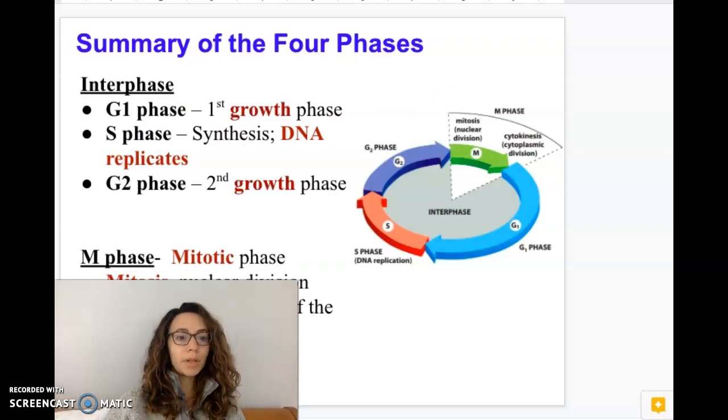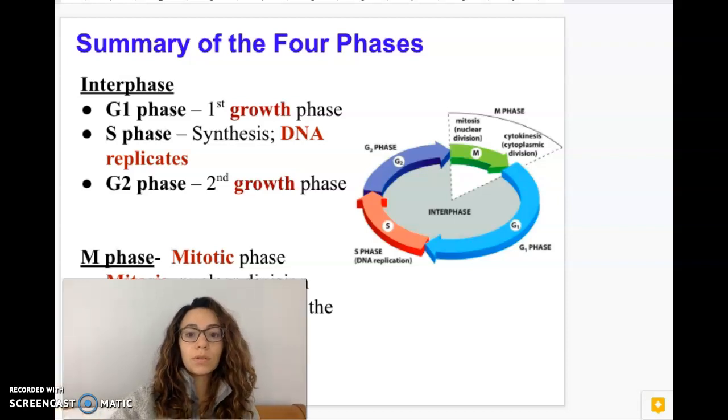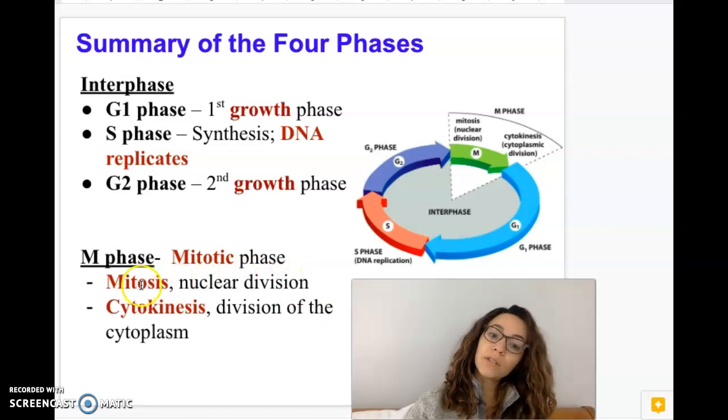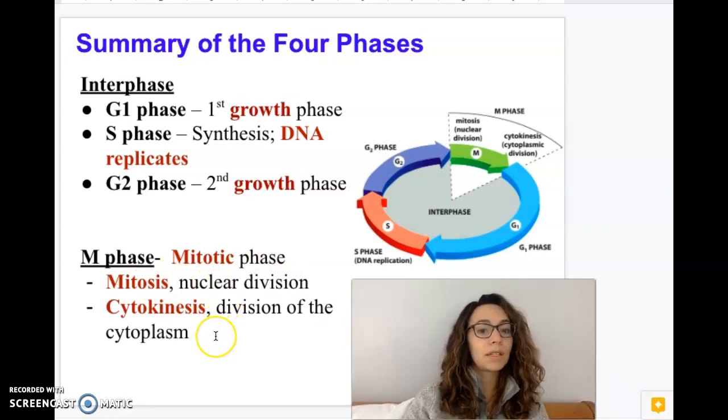So let's sum up. A summary of these four phases. Interphase is made up of G1, S, and G2, where the cell grows, synthesizes DNA, and then grows again. And then M phase is the mitotic phase. So this is when the cell divides its nucleus first and then eventually divides its cytoplasm.